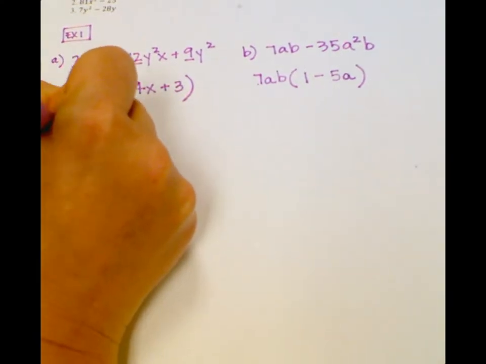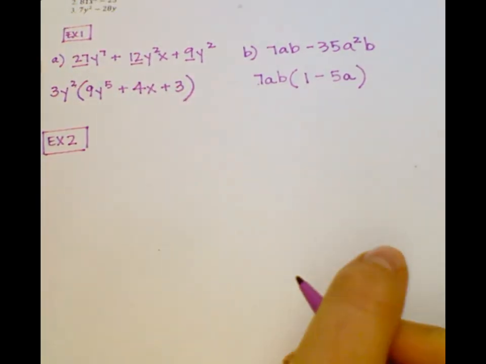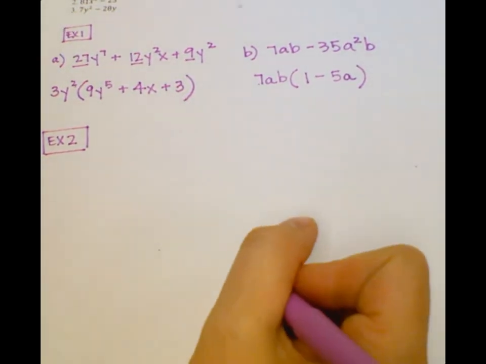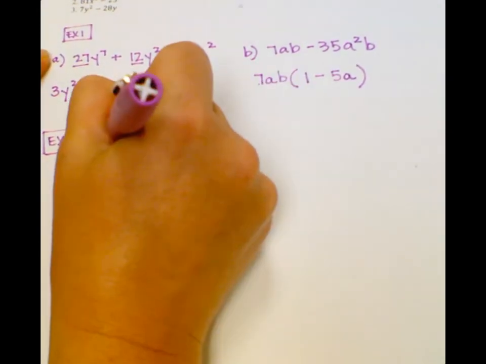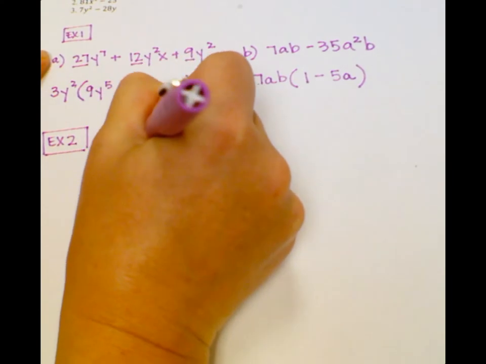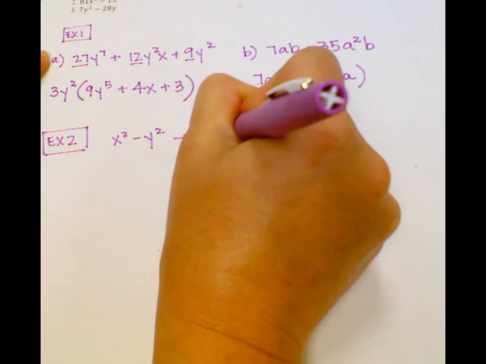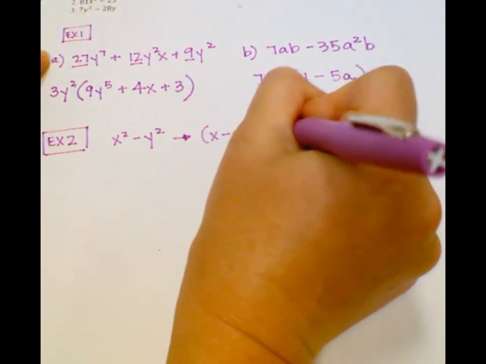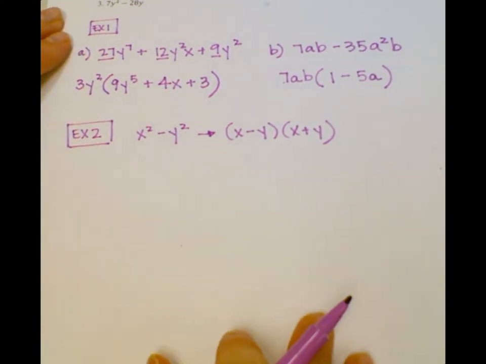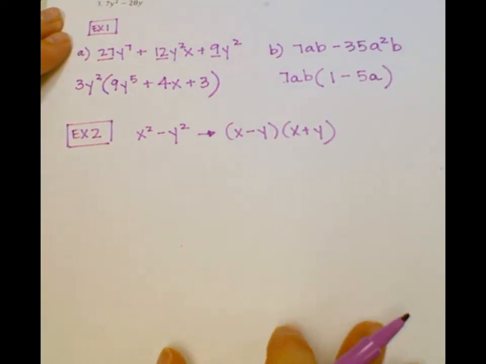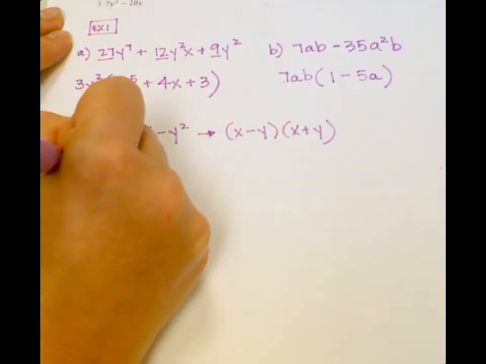The second thing we're going to learn today is how to do difference of squares. What we want to do first is look for perfect squares. Then we're going to do something like x squared minus y squared. This is the difference of squares, and how we factor it is x minus y and x plus y. Like I said before, there are going to be perfect squares. Okay, let's start off with one so I can show you what I'm talking about.